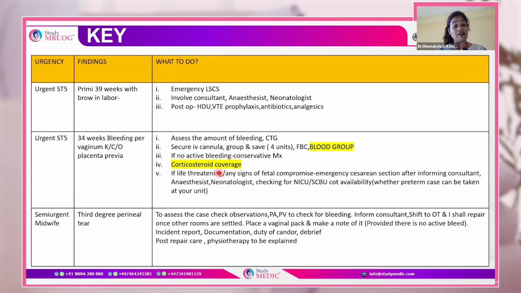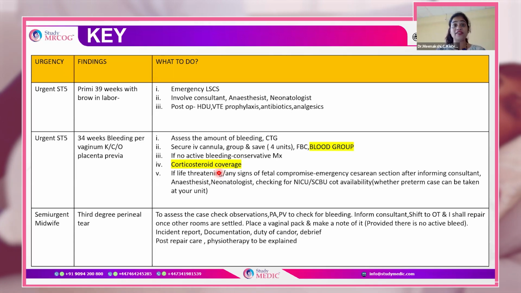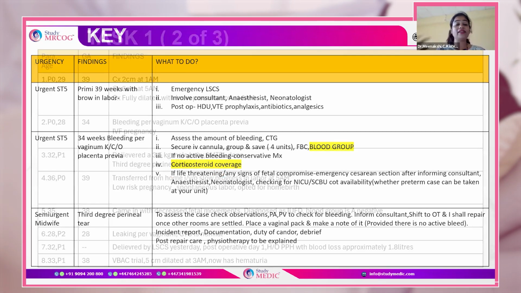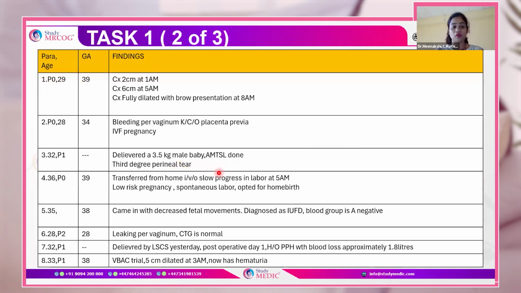And then you speak about the clinical governance parts like incident reporting and documentation, duty of candor, debriefing, and of course you need to explain about the post-repair care, the perineal care, as well as the physiotherapy.